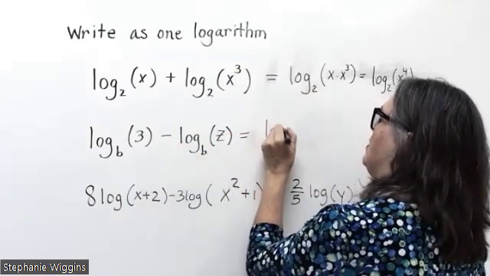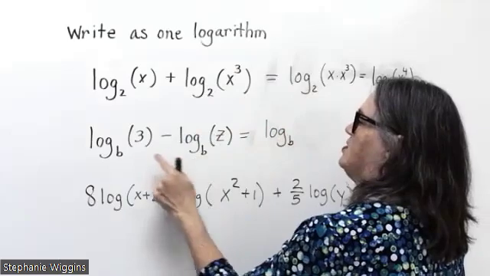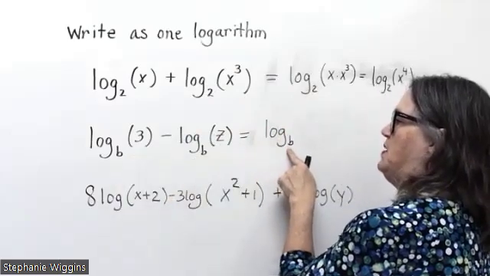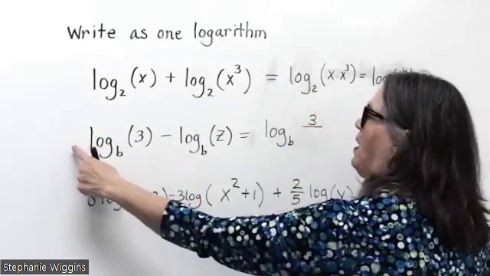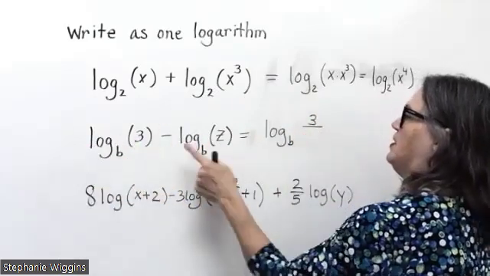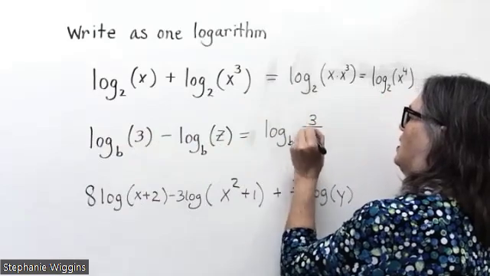So we write the single log, the bases are the same, so it's log base b, and then we take the numerator, that's the positive log, and then put the negative log in the denominator like that.